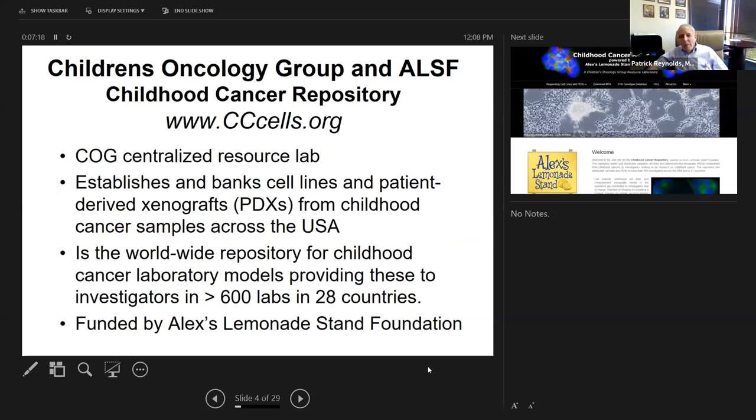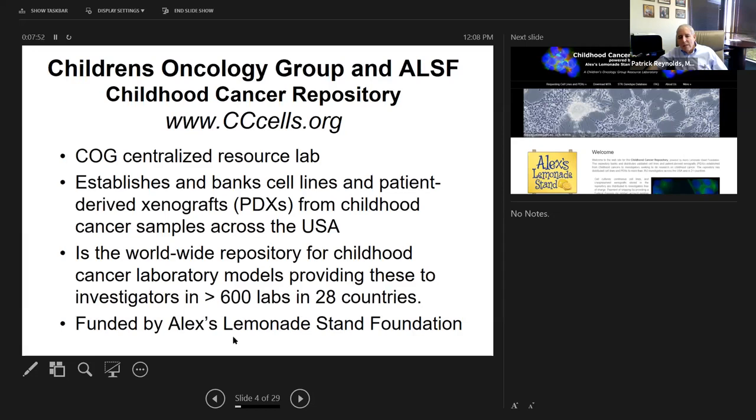Now, I feel very fortunate that ALSF supports this repository that is the Children's Oncology Group repository for establishing and banking cell lines and xenografts. And this is a centralized resource lab that receives samples from across the COG. And as you'll see, we place them into both culture and directly into patient-derived xenografts. And it's really turned into a worldwide repository for childhood cancer in that we provide more than 600 labs in 28 countries with these models.